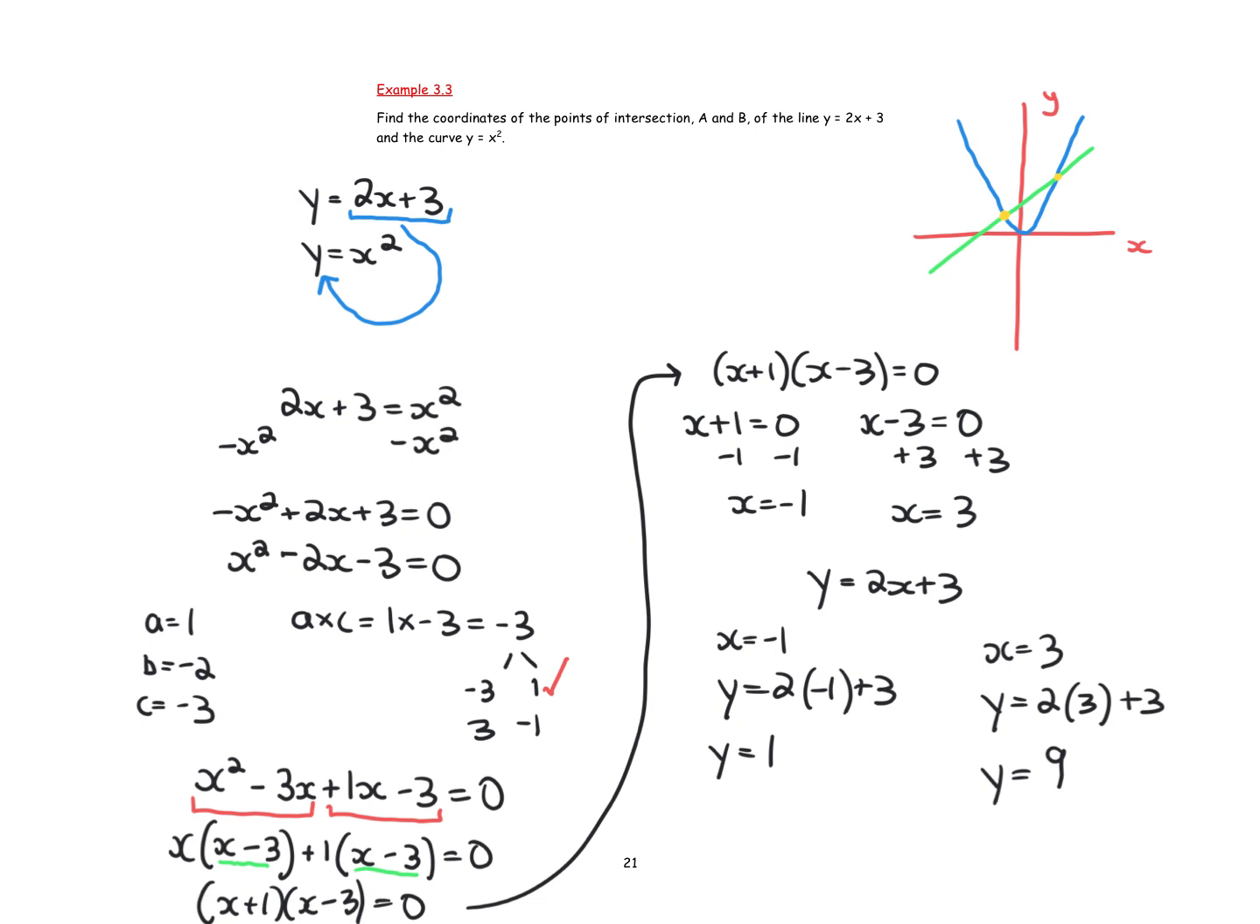Therefore, from this question, it says find the coordinates of the point of intersection A and B of the line y equal to 2x plus 3 and the curve y is equal to x squared. Well, we have x equal to minus 1, y equal to 1, x equal to 3, and y equal to 9. Writing these as coordinates, we get minus 1, 1, and 3, 9. That's another example of solving a simultaneous equation that has one linear, one quadratic.